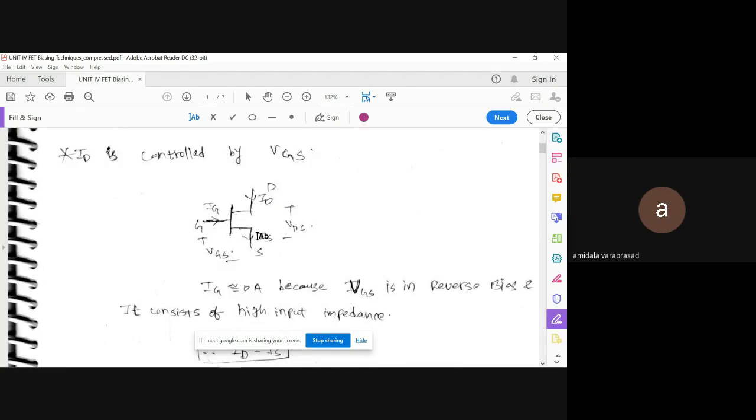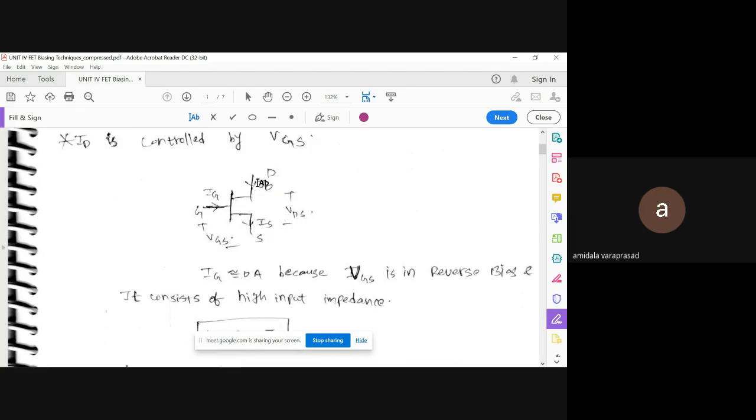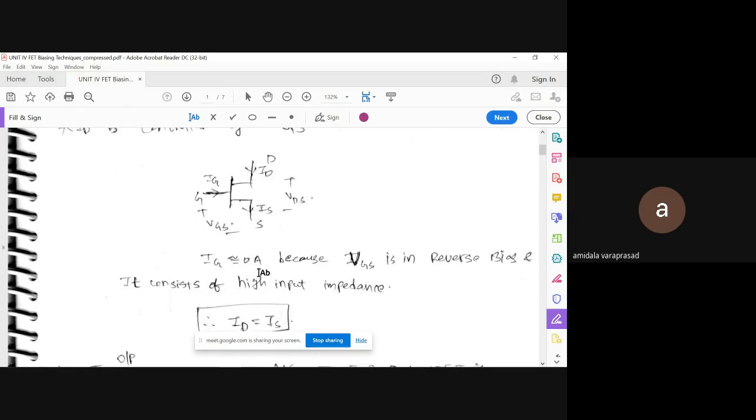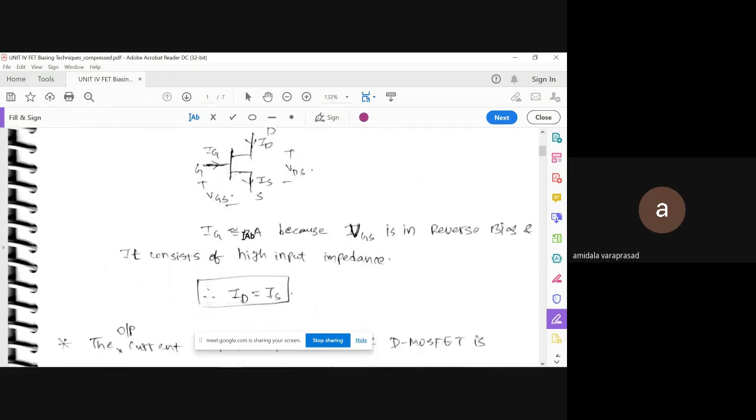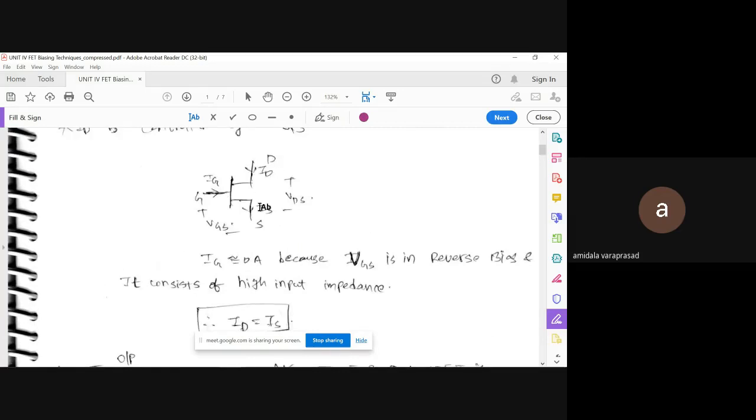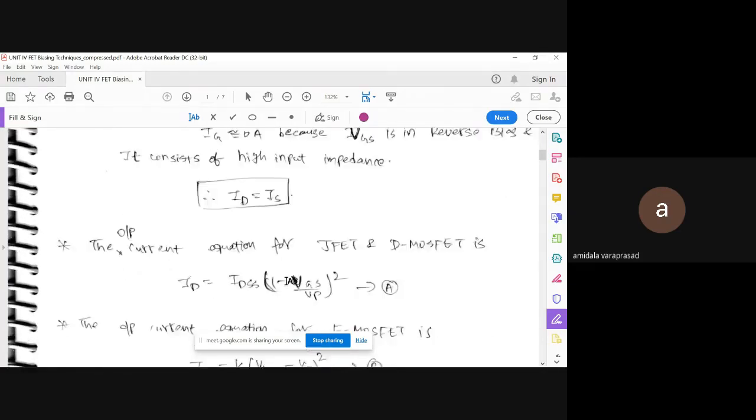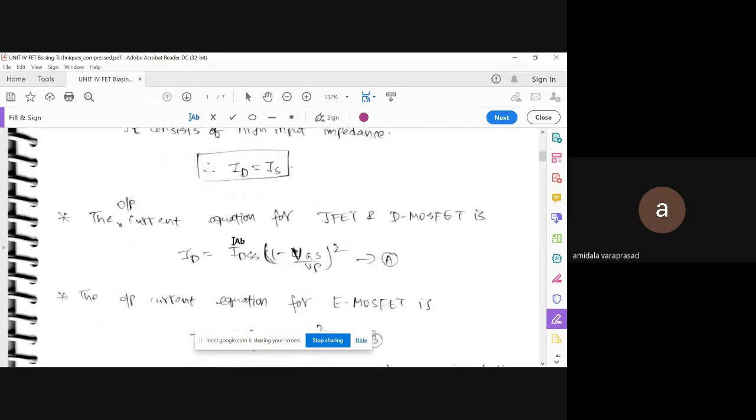Now first we need to know this is ID, the current through the drain terminal, through the source IS, and through the gate IG. We know that IG is approximately equal to 0 because we apply VGS in reverse bias, that's why IG will become 0. Therefore, if IG is 0, ID equals IDSS, and this is our output current equation.